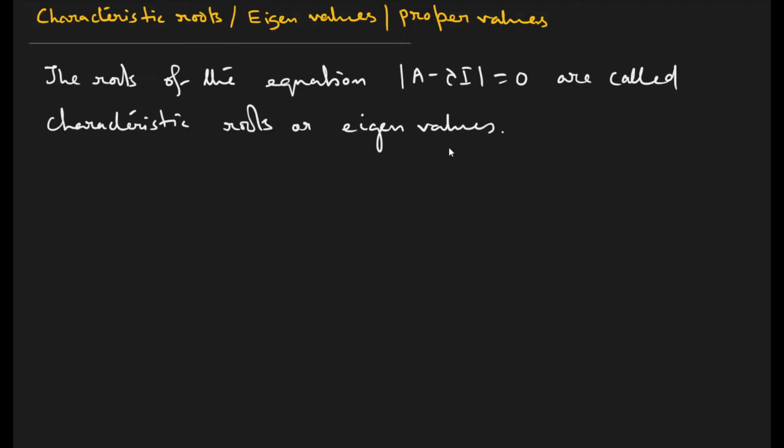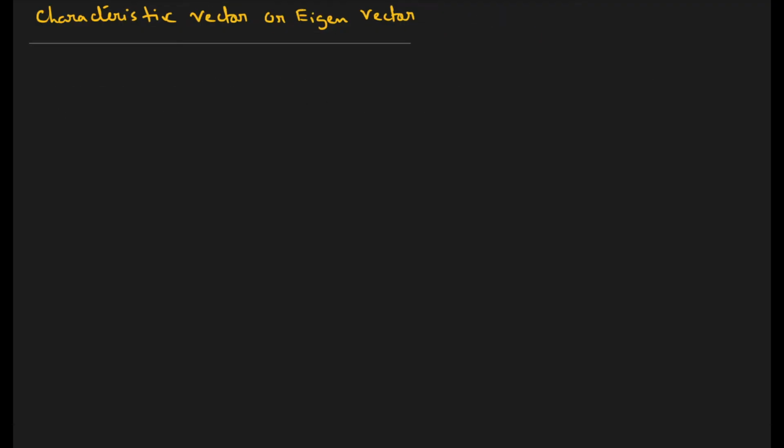In this particular lecture, we'll try to find the value of lambda for a 2 by 2 matrix, and if possible I'll take one 3 by 3 matrix also. In the next lecture we'll learn what a characteristic vector or eigenvector is. That is one of the most important things again.